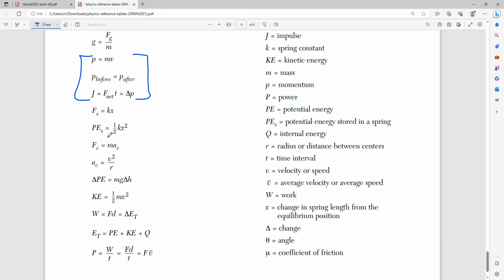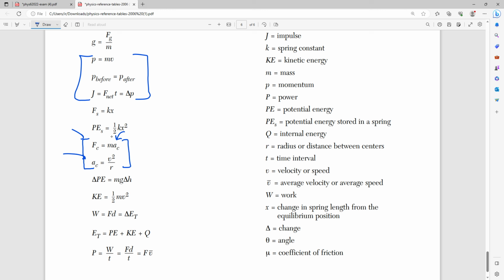Here I have Fc is equal to m times ac, and here I have ac is equal to v squared over r. I'm trying to solve for v, and they give me Fc. So my game plan is to first solve for ac, and then put ac in terms of v squared over r. That's going to become a lot more clear.